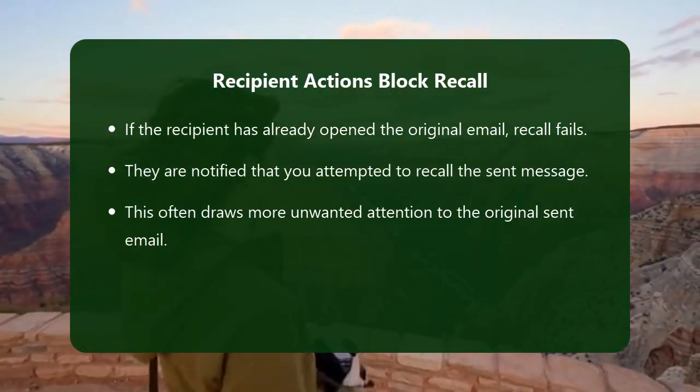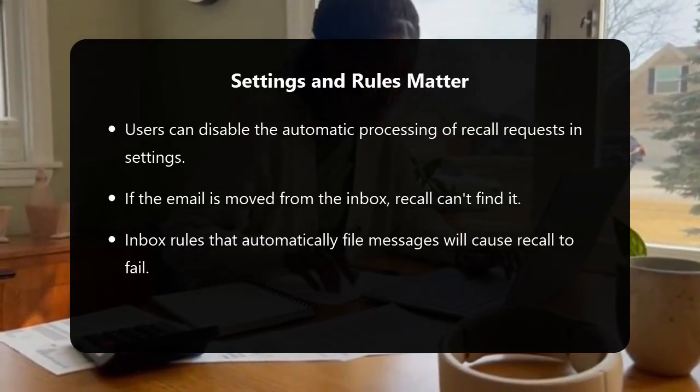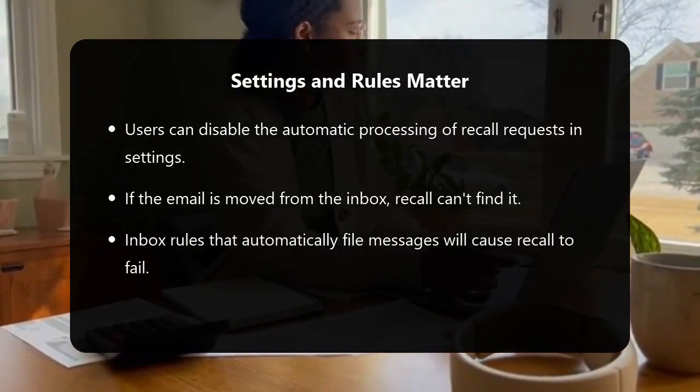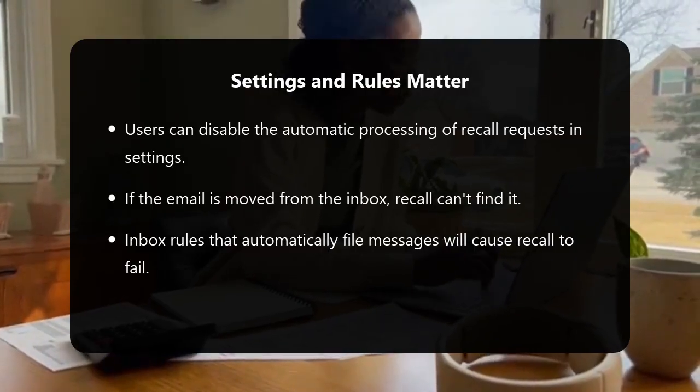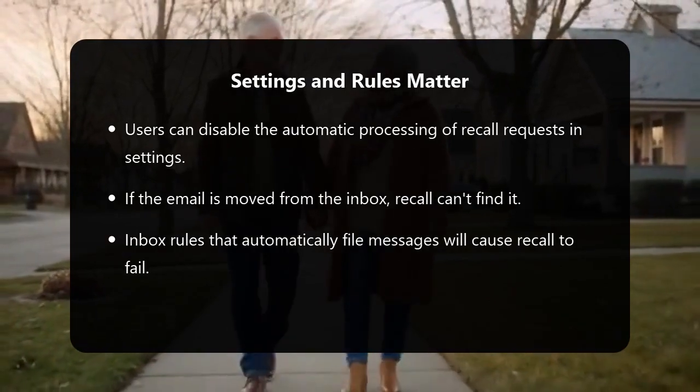The location of the message is also critical. If the recipient has an inbox rule that automatically moves your message to a specific folder, or if they manually moved it out of their inbox before your recall request is processed, the recall will fail because it is only programmed to look for the message in the main inbox folder.